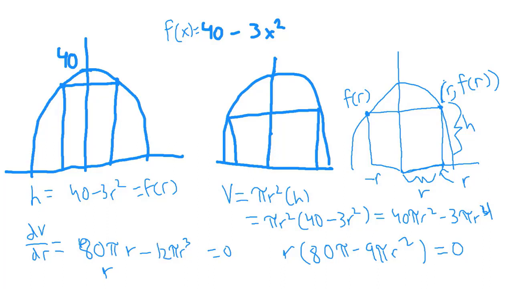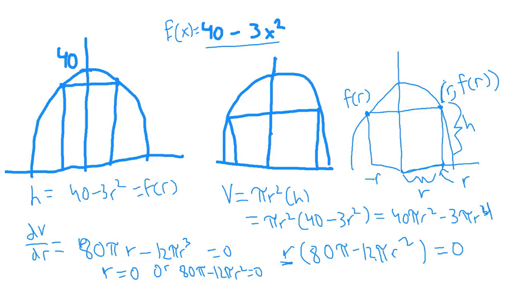So this will be 12. This right here is also 12. So we get either r equals 0 just from this r that's being multiplied outside, or we get 80 pi minus 12 pi r squared equals 0. And I got the equation for height because it lies on this curve that we gave, this curve right here.